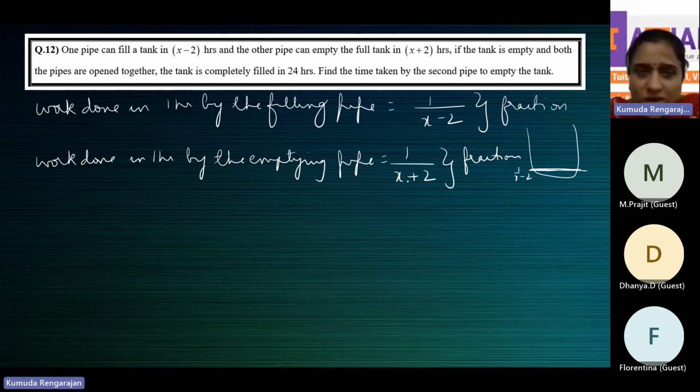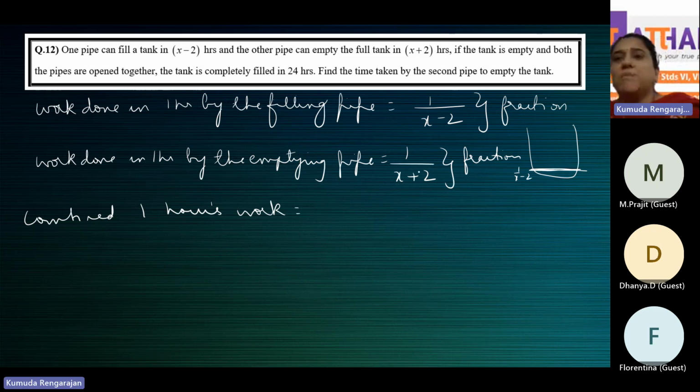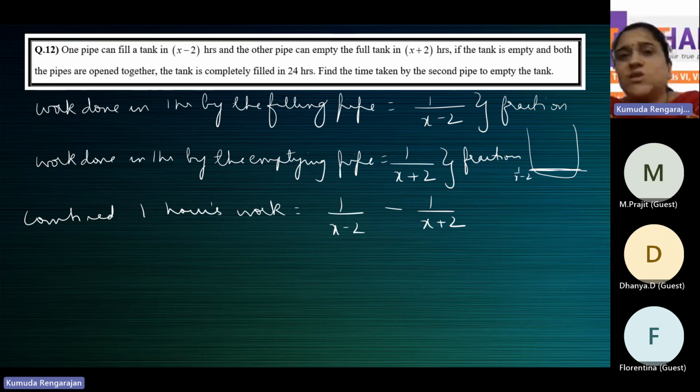Now when they work together, what is their combined 1 hour's work? 1 by X minus 2 and 1 by X plus 2. Yeah, we subtract. Normally when you combine the work, you should add. But since they're doing opposite actions, you have to subtract.